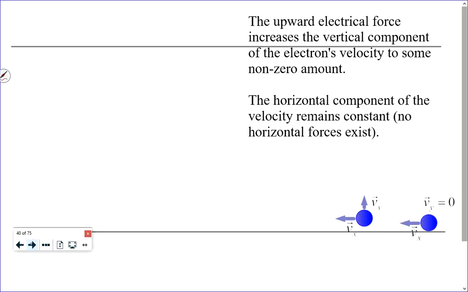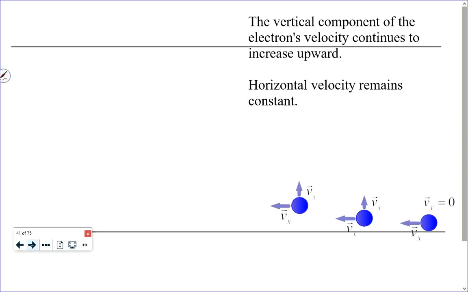I really want that to sink in, that this velocity Vx here and this velocity Vx here are the same. It hasn't increased, it hasn't decreased. But look what's happened to the vertical component. All of a sudden there is a vertical component. And if we look the same time later, the vertical component will have grown a little bit more because it's accelerating vertically. The horizontal will stay the same.